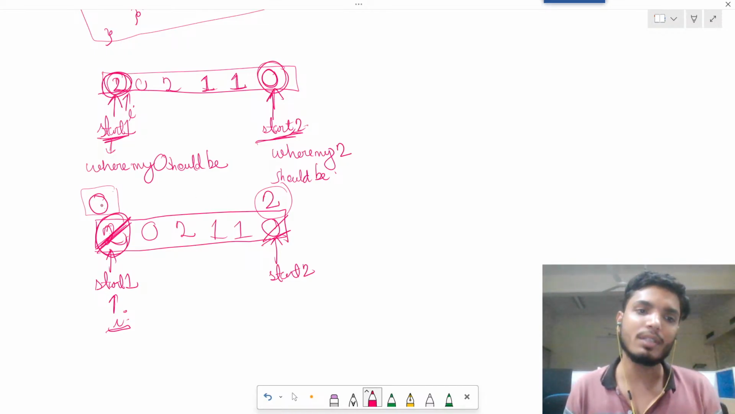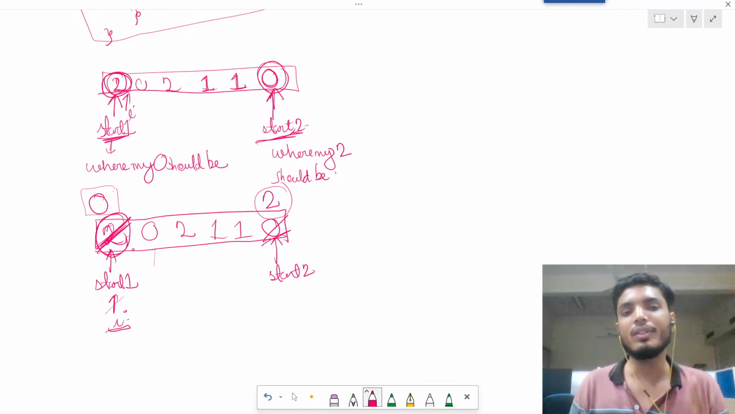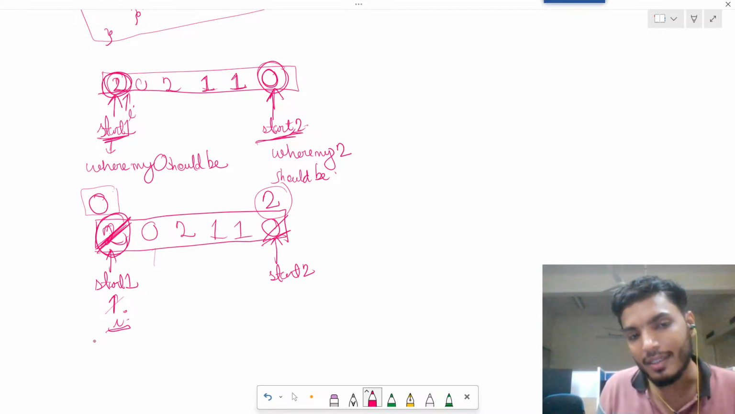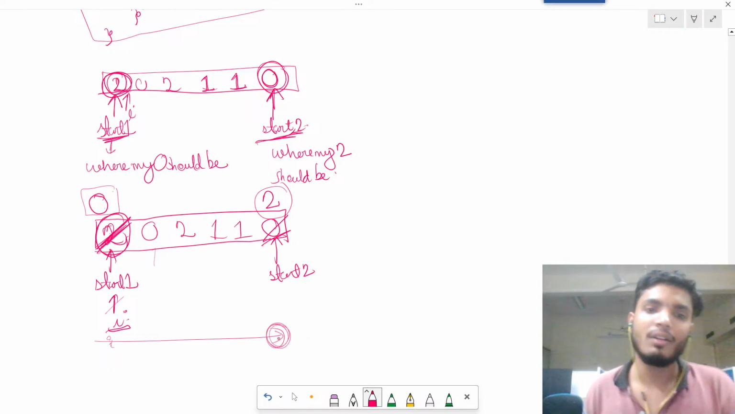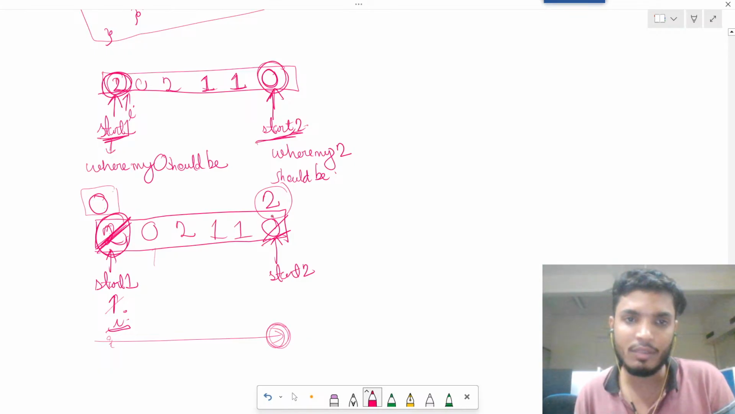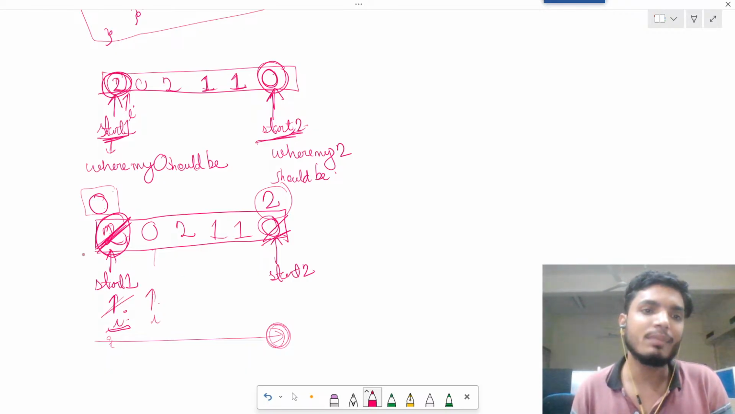So if 0 comes here after doing the swap, I can't move this I here if it is 2. Why? Because I am traversing in this direction. I am here and I am moving in this direction. I don't know what number was here, because here it was 0. So when I did a swap, 0 came here. So if I move this I to this point, there can be some issues.